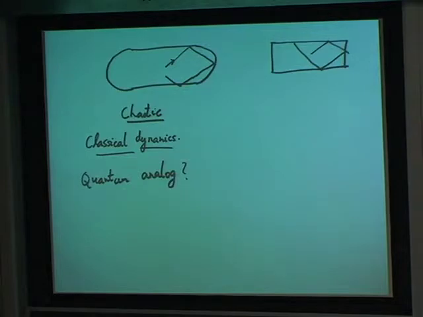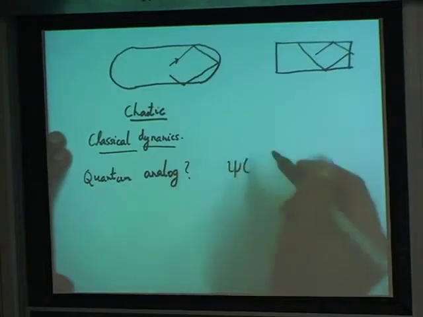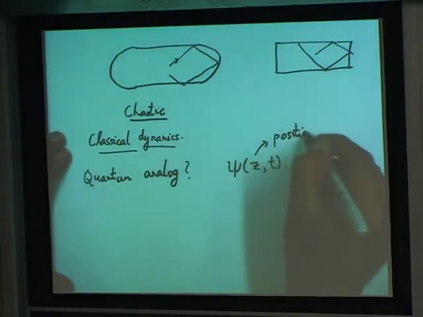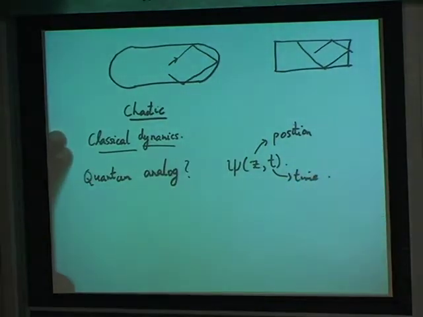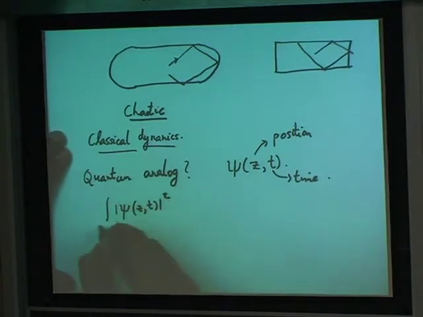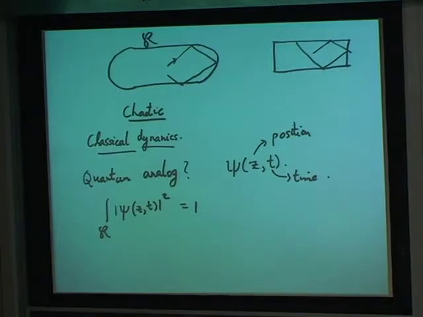So I should tell you what this quantum analog means. Instead of thinking of an actual point moving in a certain direction, we are going to think of some kind of wave function, which is going to be a function of the position and a function of time. Usually you will think of it as being normalized to have L2 norm 1 in your region, say this is your region. The usual interpretation is that the absolute value of psi squared gives you the probability of finding your particle near the position z, let's say at time t, and then it should be found somewhere inside this region, so you normalize it so that that probability is 1.